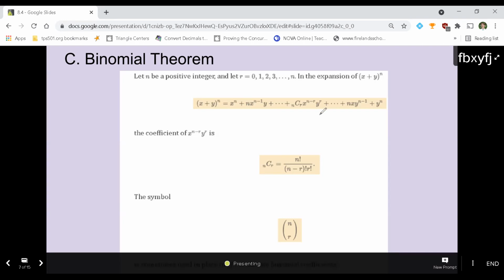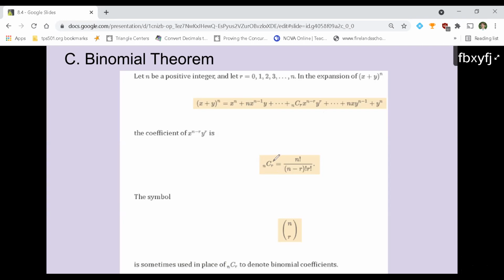Well, there's a pattern that you could use to find the third term, and that is a combination. It's this symbol right here, C. And to find the coefficient of any term, x to the n minus r and y to the r, you just take those values, n and r, and you take n combination r, which is n factorial divided by n minus r factorial times r factorial.